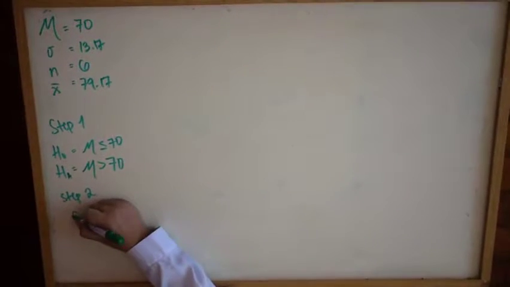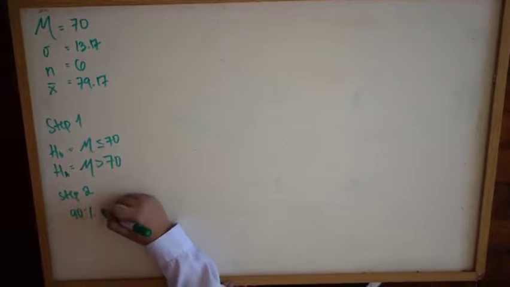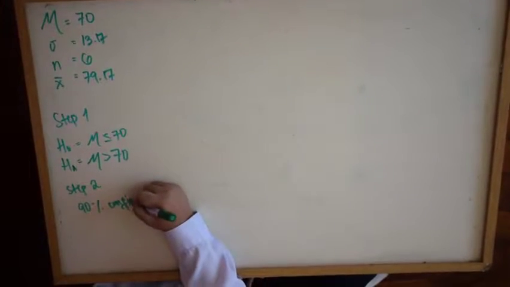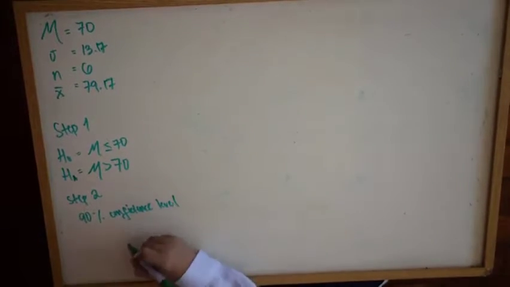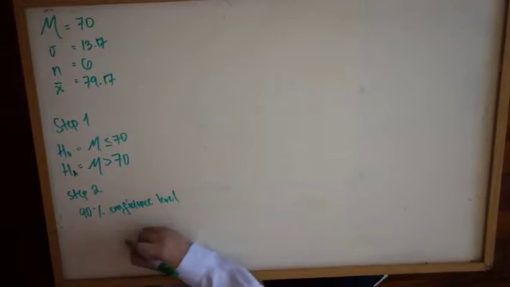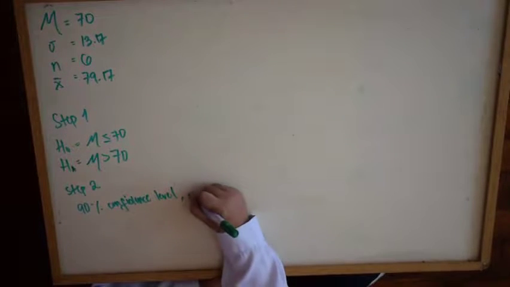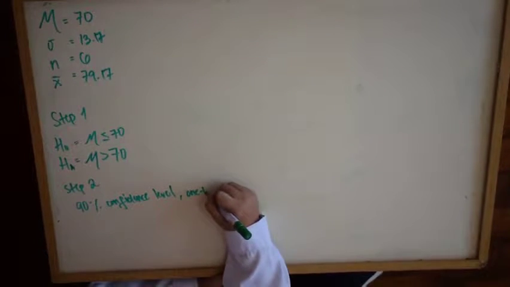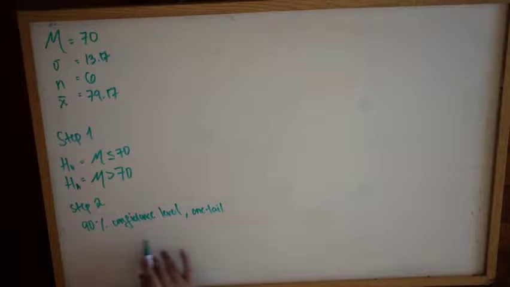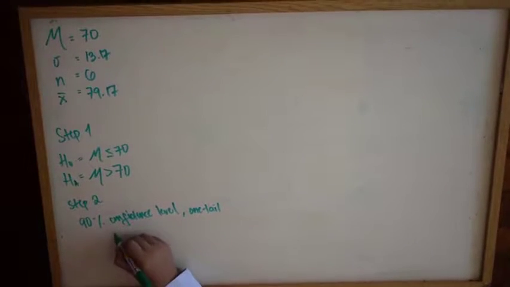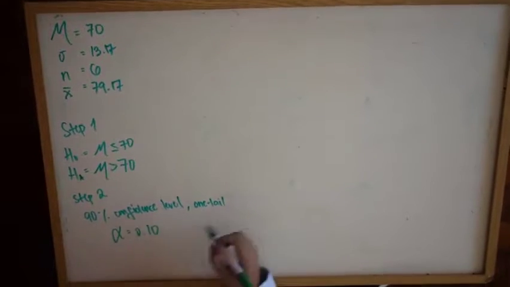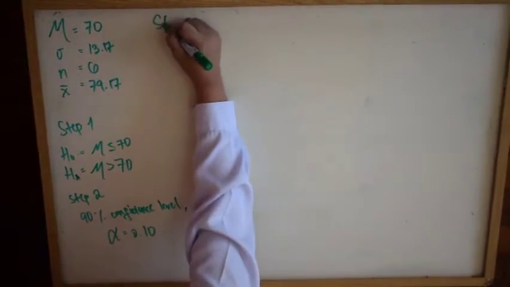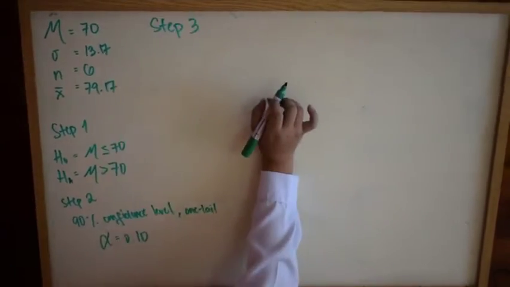Then our step 2 is that there's no alpha value, but it gives a 98% confidence level. So if we look in the t-table, we will get a value of 0.10 if it is a one-tailed test. Since ours is a one-tailed test, our alpha value is 0.10. In step 3, we need to identify the critical values.